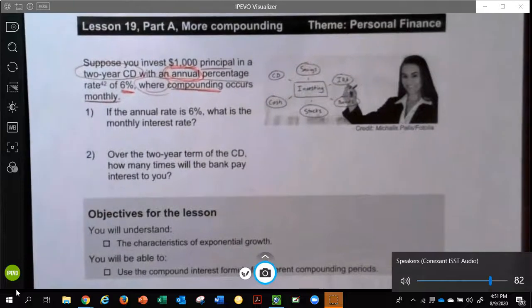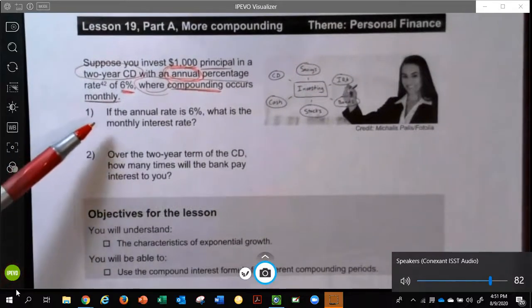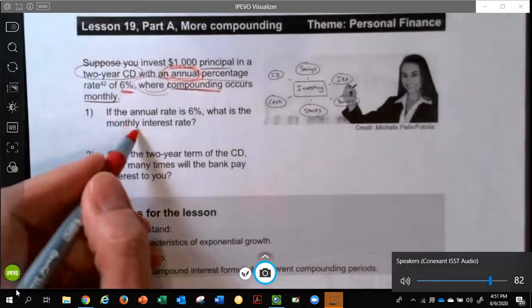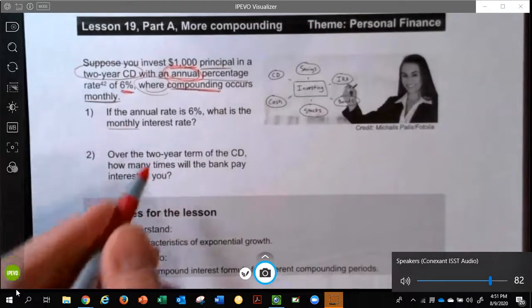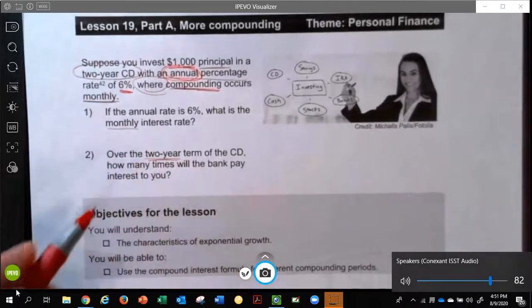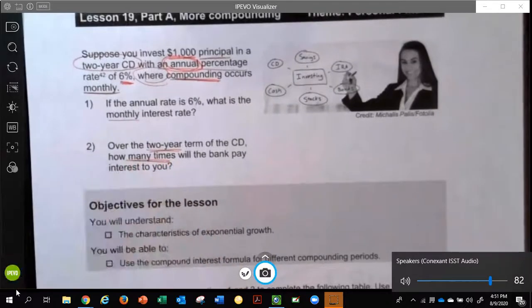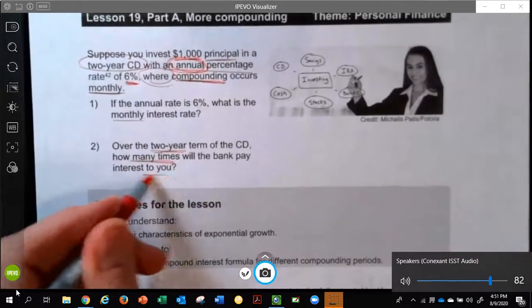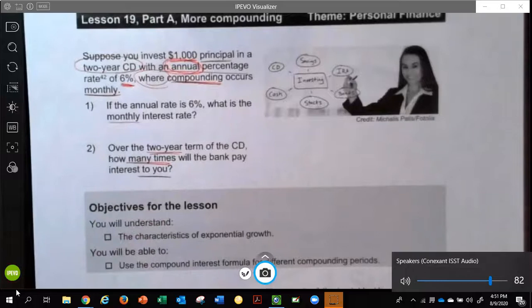And so the first two questions, if the annual rate is 6%, then what is the monthly interest rate? And then over the 2-year term of the CD, how many times will the bank pay interest to you? So go ahead and hit pause. Go ahead and put down an answer to those two questions, and then come back and we'll keep working from there.